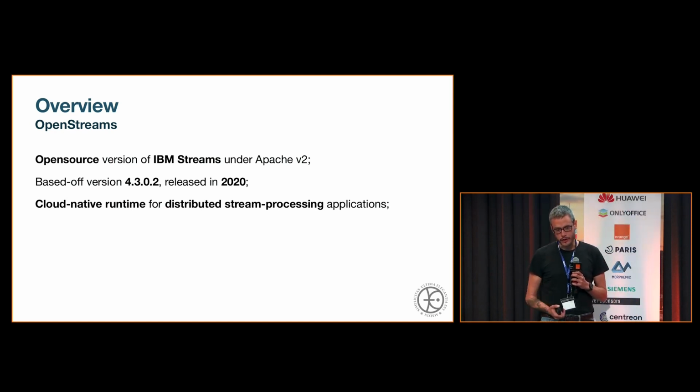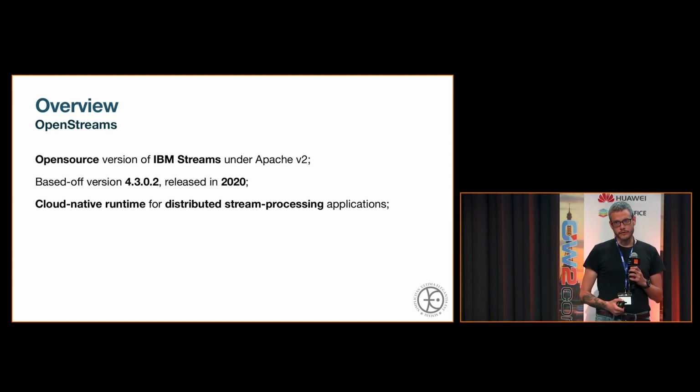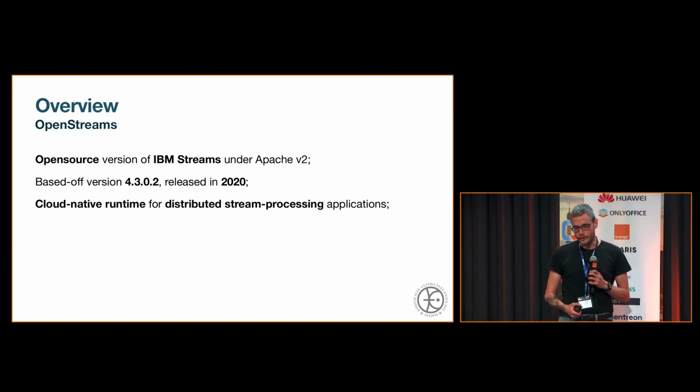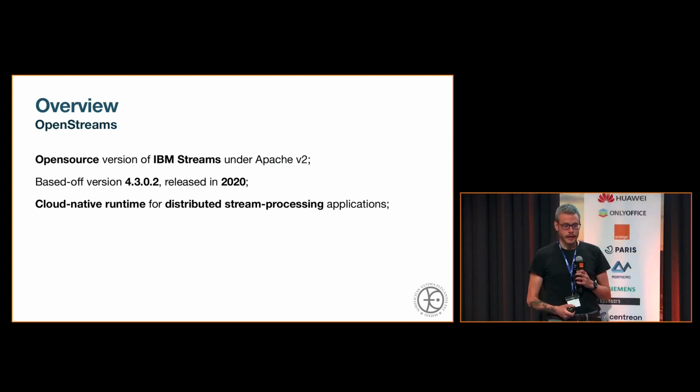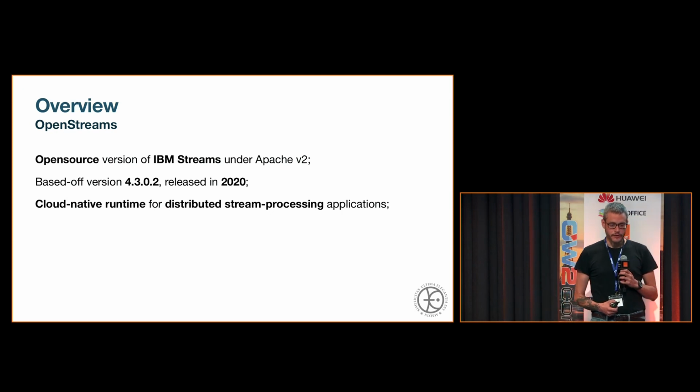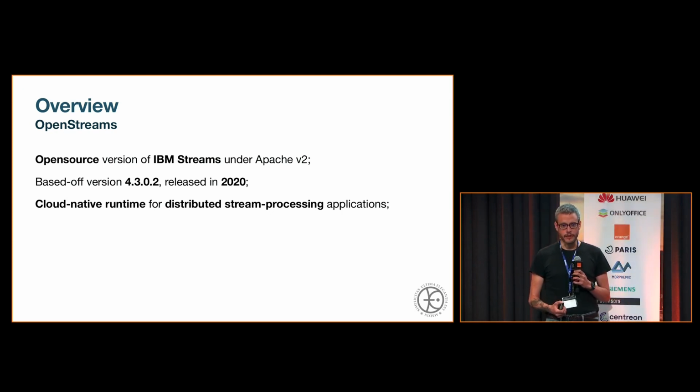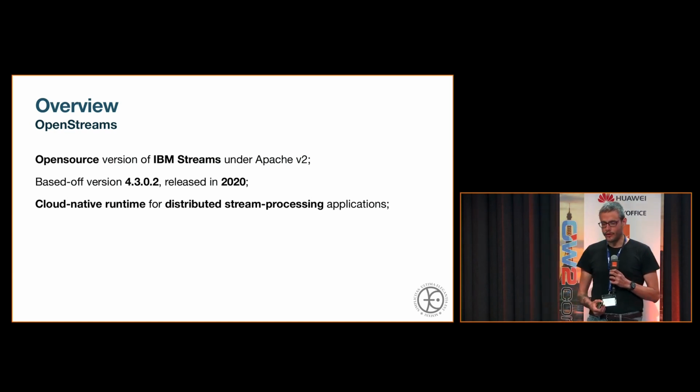I worked at IBM for 8 years. I worked in the Streams department for 4, and I also led the effort in 2020 to open source that product under the Apache v2 license. And I like to describe OpenStreams as a cloud-native runtime for distributed stream processing applications, and it's quite a mouthful, so let's try to unpack what it actually means.